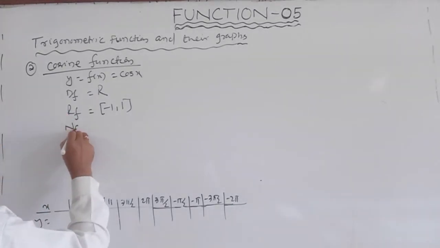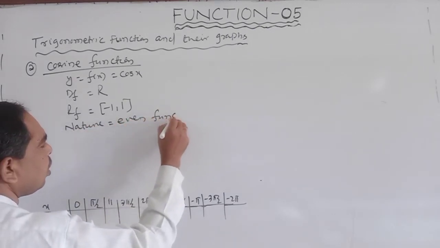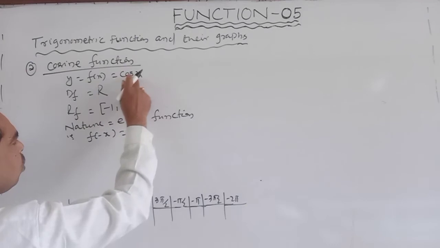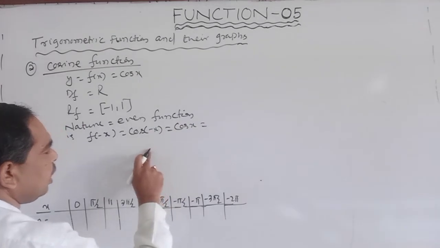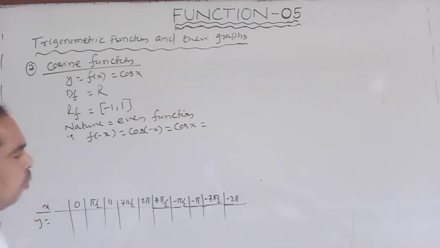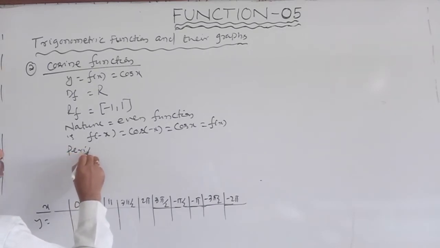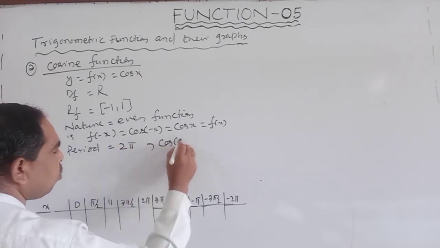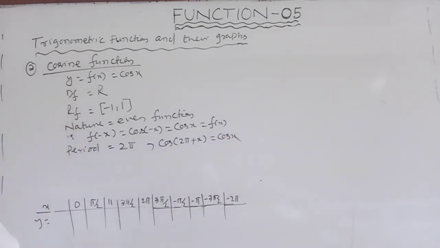Next, nature: it is an even function, that is f of minus x is equal to cos of minus x. Cos of minus theta is plus cos theta, because if x lies in the first quadrant, then minus x lies in the fourth quadrant, where cos is positive, so this is plus f x. Next, the period is equal to 2 pi. That means cos of 2 pi plus x is equal to cos x.